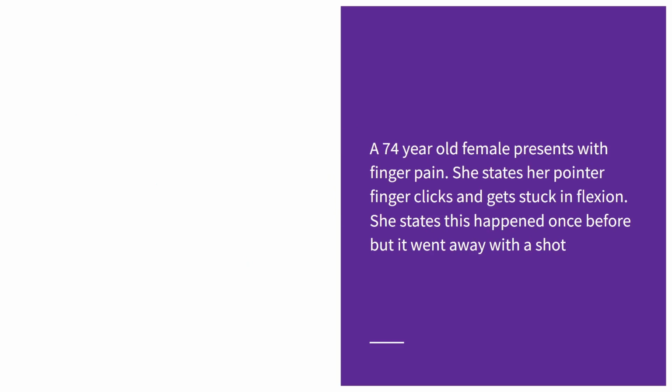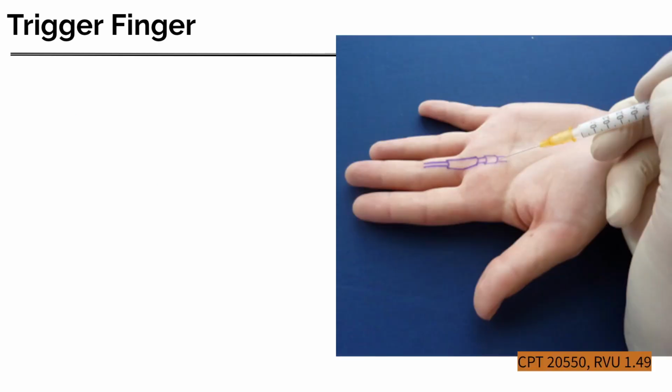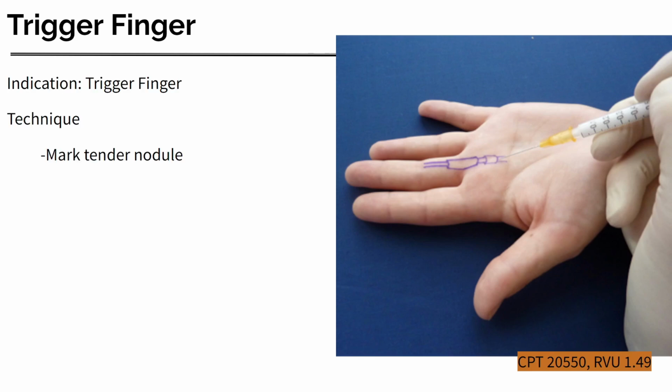A 74-year-old female presents with finger pain. She states her pointer finger clicks and gets stuck in flexion. She states this happened once before, but it went away after she got a shot. So she, of course, has a trigger finger, okay? The technique here is to basically mark the tender nodule.